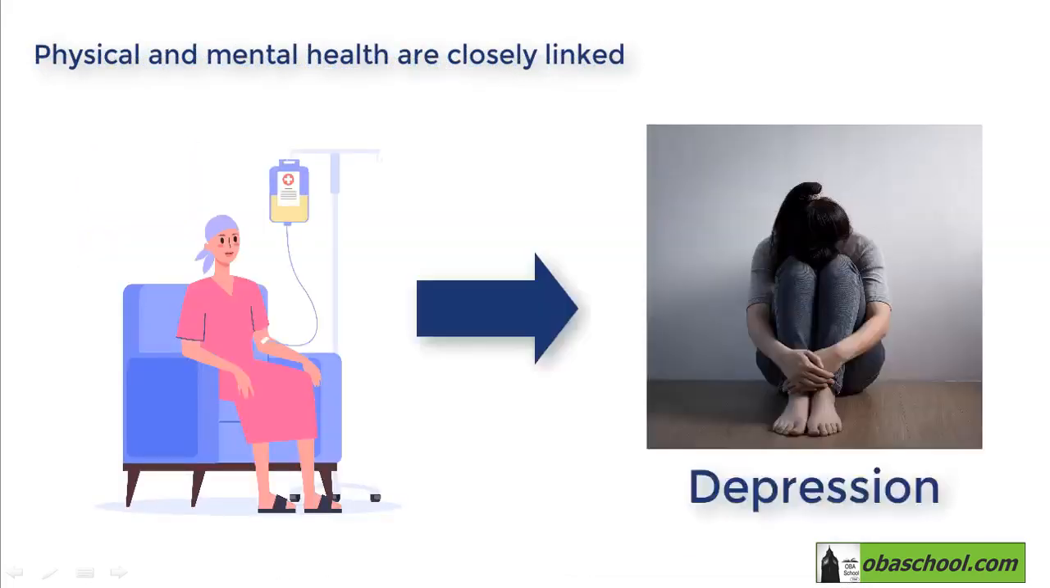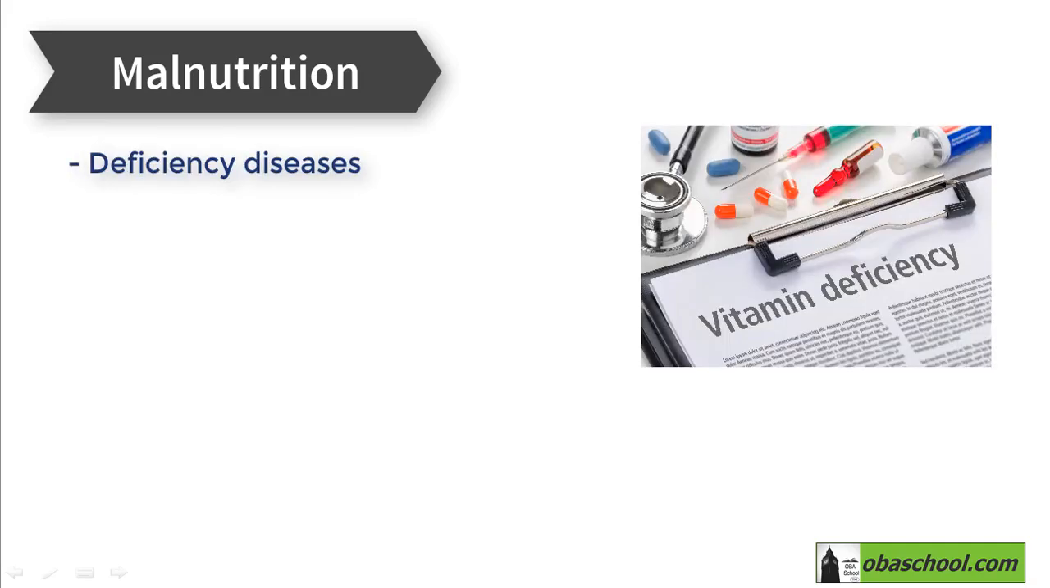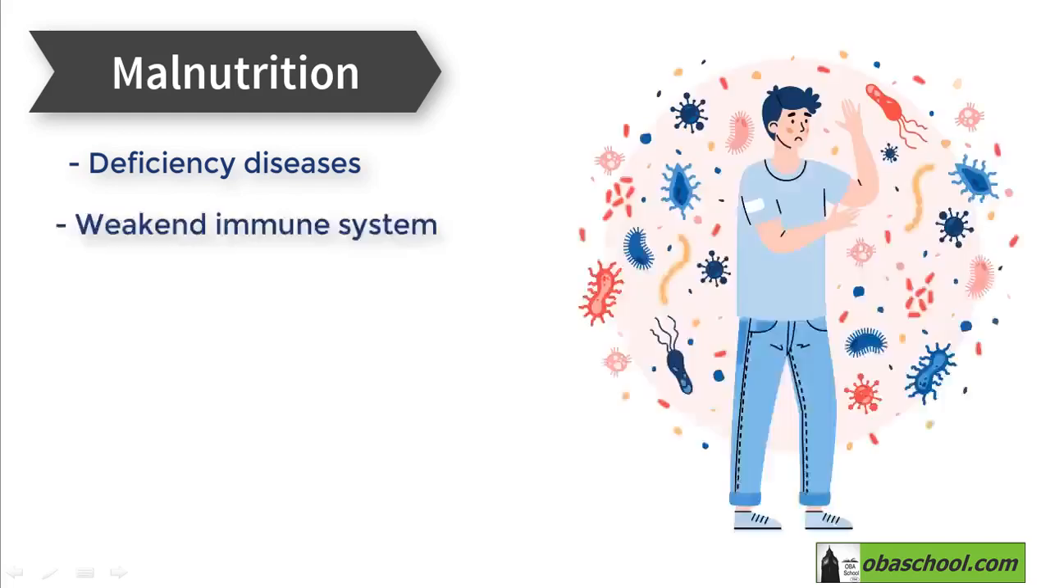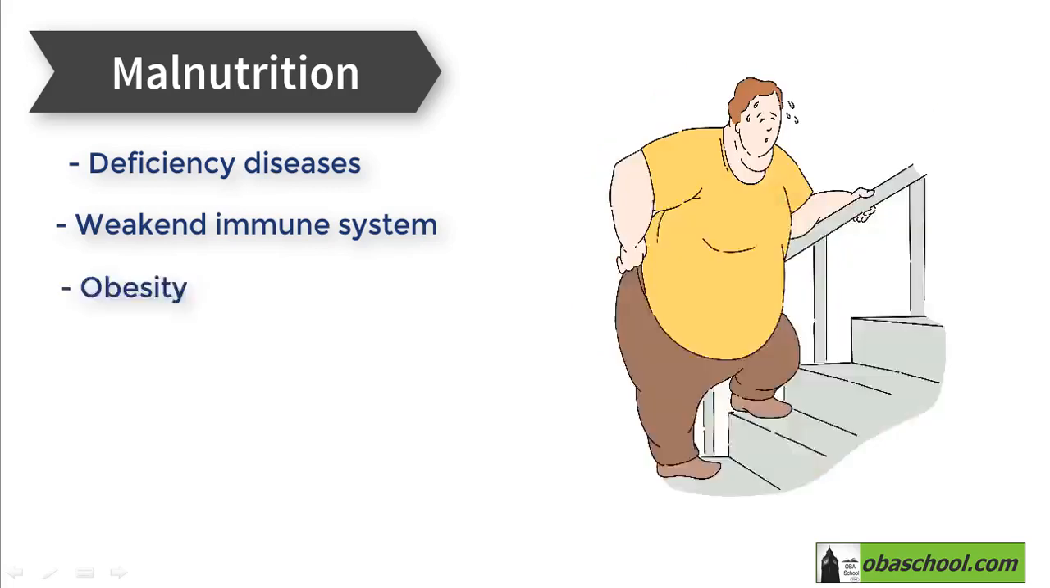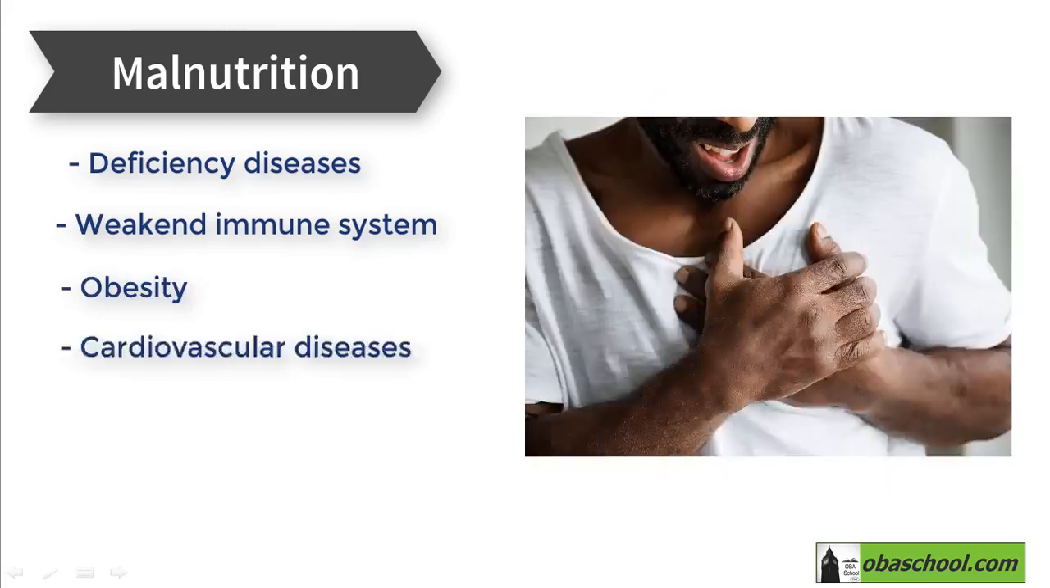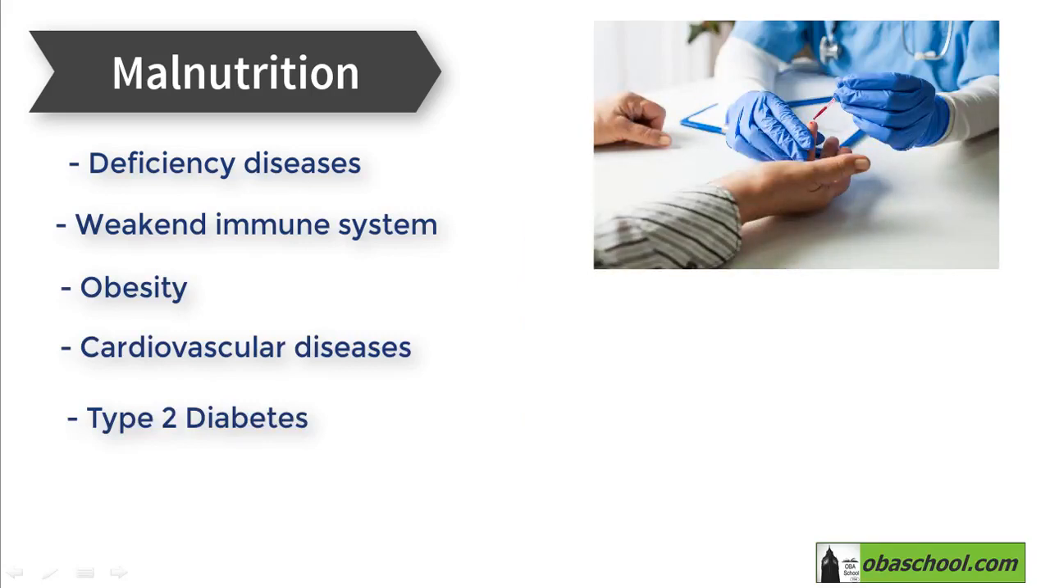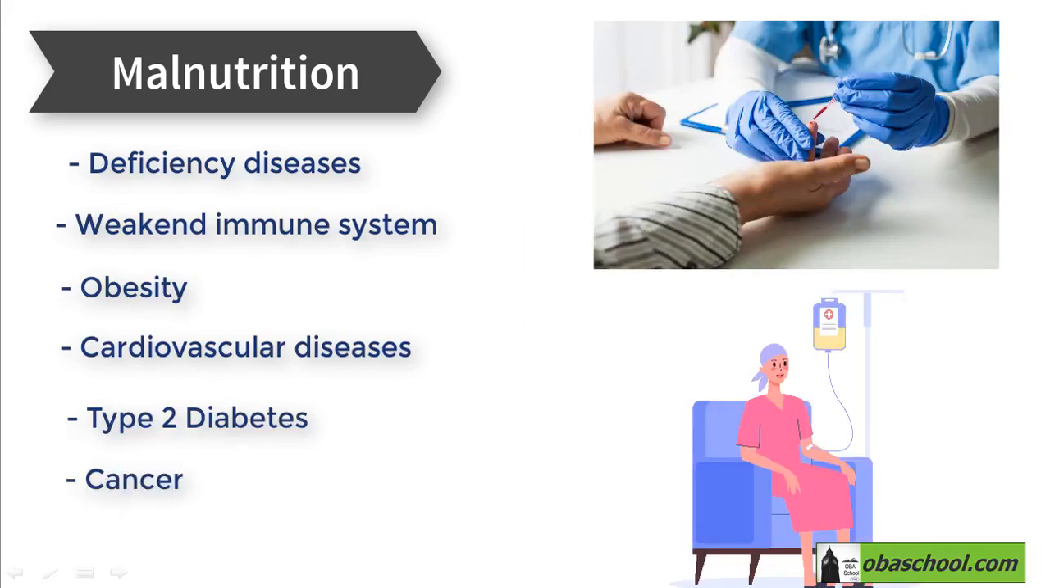Physical and mental health are also closely linked. Physical ill health can lead to depression and other mental illnesses. And finally, malnutrition is often linked to health problems, including deficiency diseases. If you have a deficiency of a certain vitamin or mineral, you can have a disease linked to the deficiency of this specific thing. Malnutrition can also lead to a weakened immune system, to obesity, cardiovascular diseases, type 2 diabetes, and cancer. So as you can see, it's always important to be aware of the interactions between pathogens, the environment, and lifestyle.